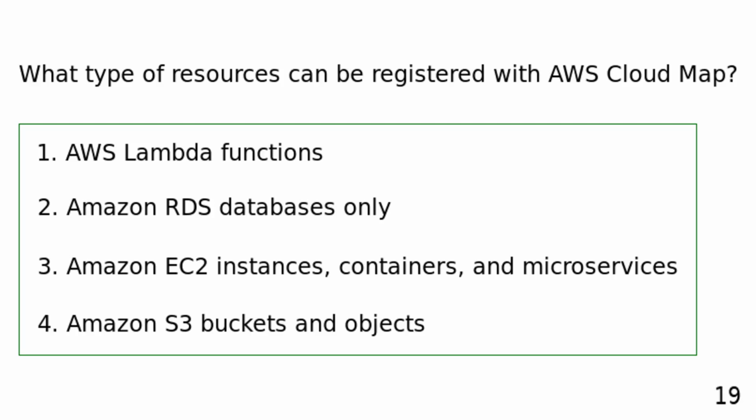AWS Lambda functions. Amazon RDS databases only. Amazon EC2 instances, containers, and microservices. Amazon S3 buckets and objects.